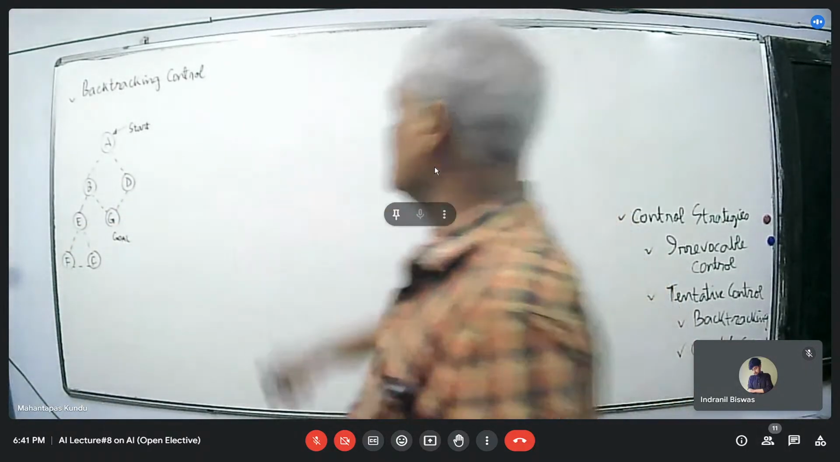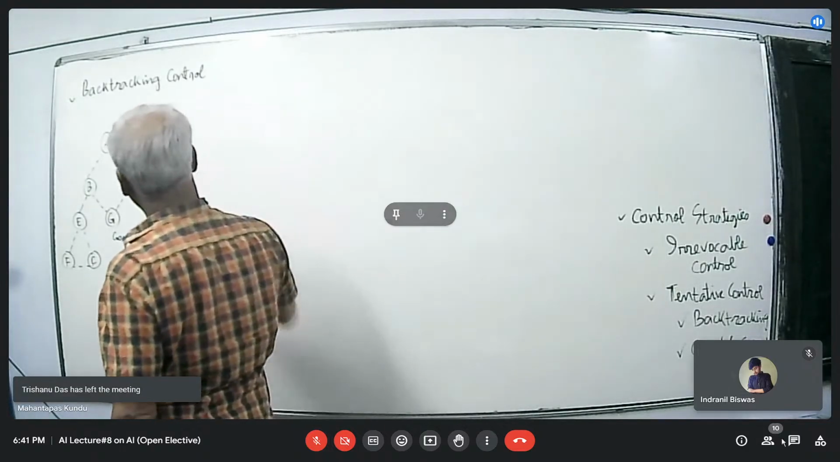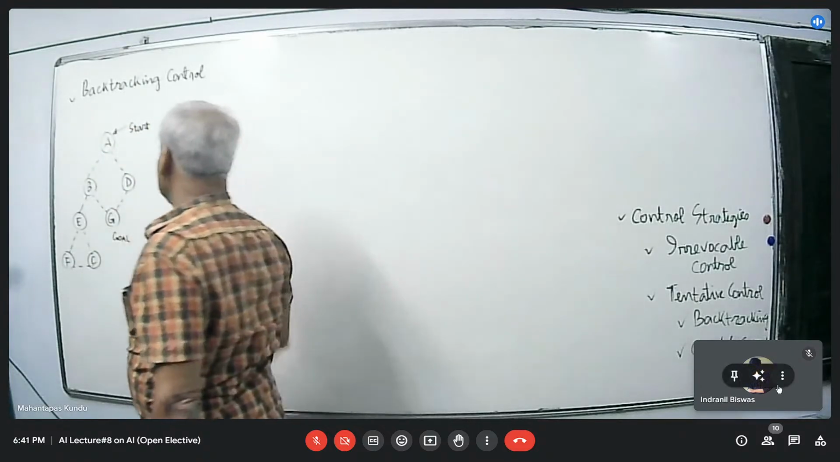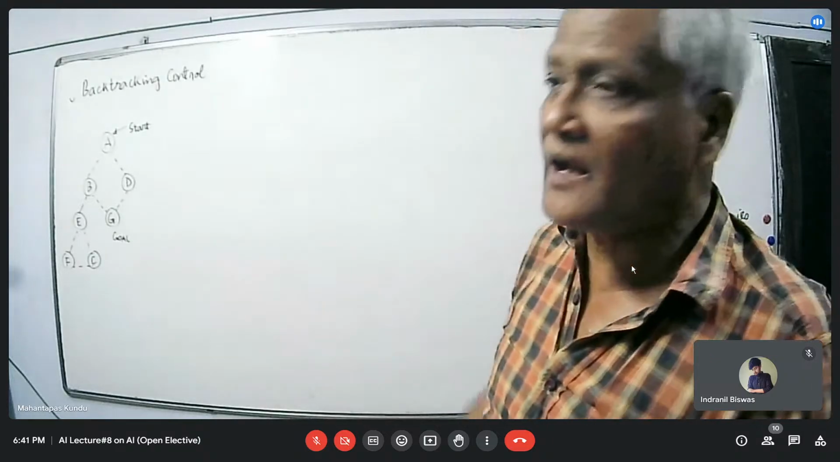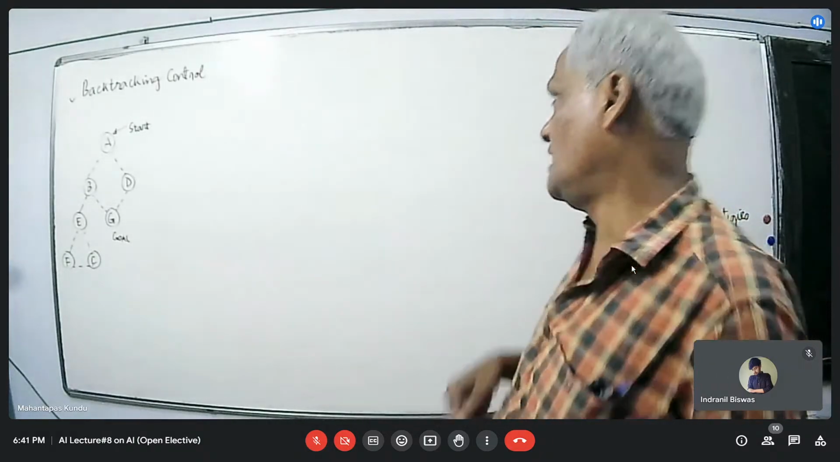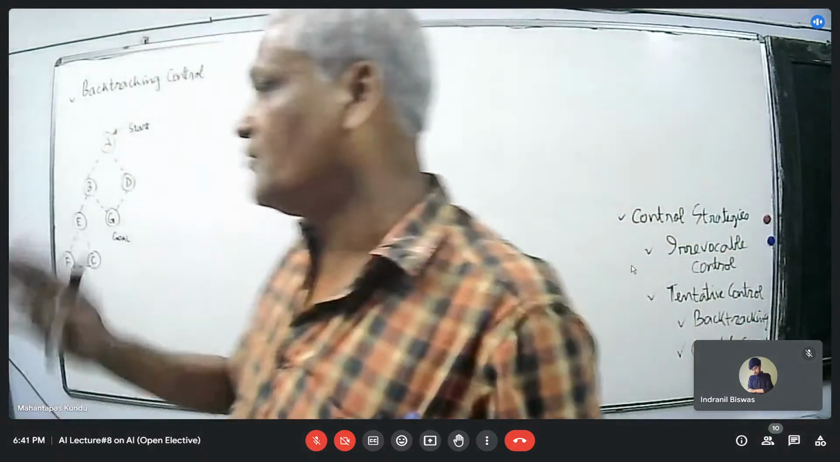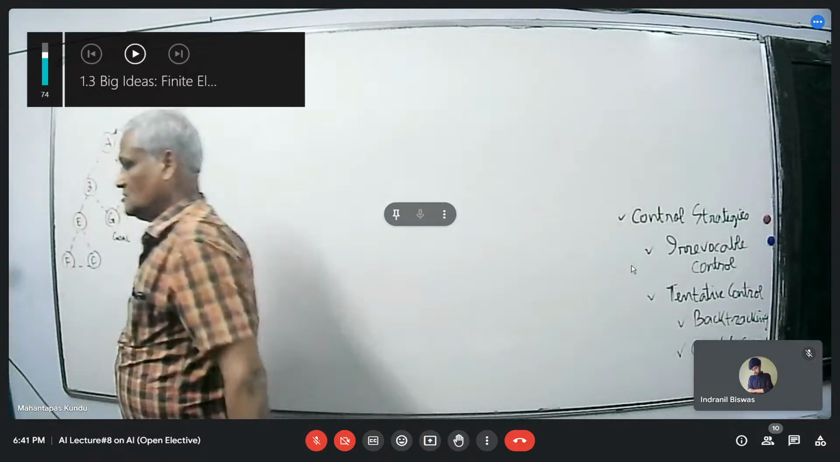Let this be a state space graph. In this, A is the start node and G is the goal node. With this example, I would like to illustrate how we can perform backtracking search to find a path from start node to goal node.